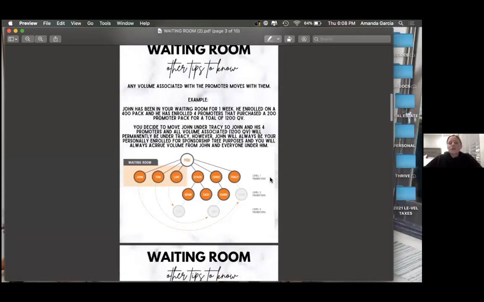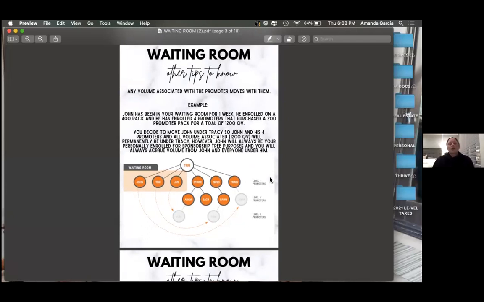Okay. So one of the things that's important to know with waiting rooms. When you're enrolling, you're just enrolling under your account. You have your customers, you have your promoters. But the cool thing about placement, and what makes this so big, is that the volume moves with the person that you move. So you will always have accrued that volume. They're always going to be your personally enrolled, no matter where you put them.